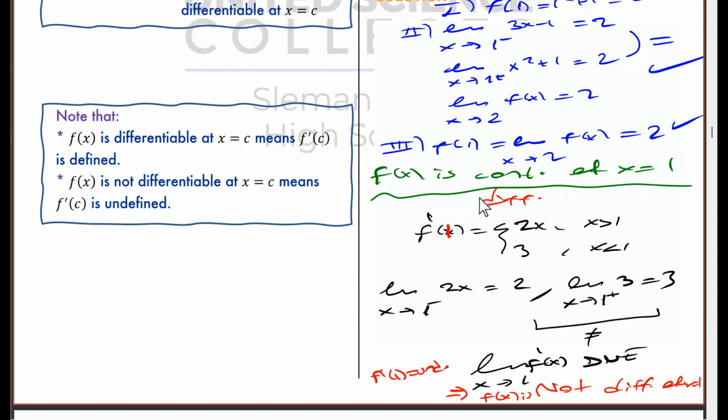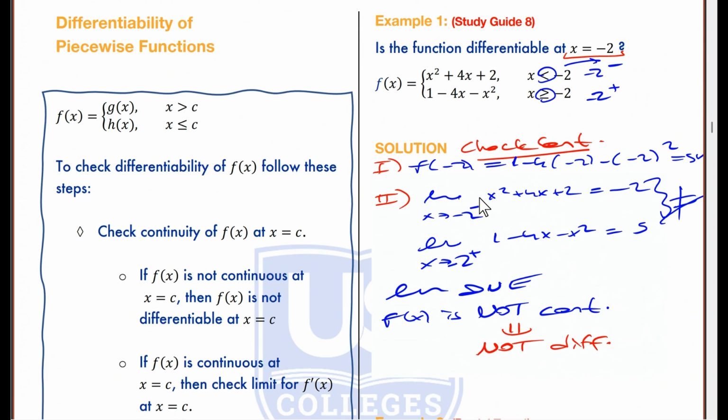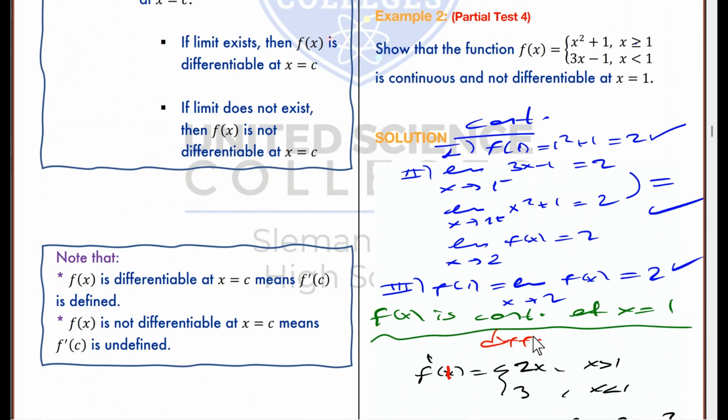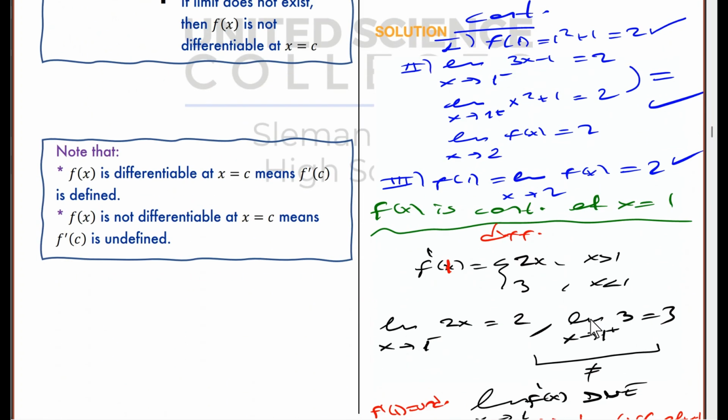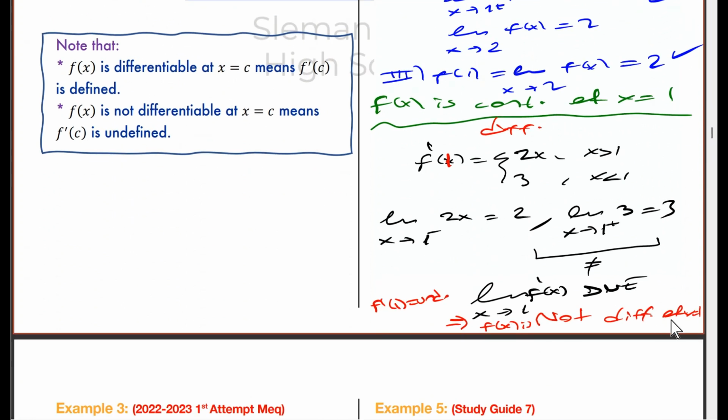Alright, so these are the two types of questions that you may face: either the function is not continuous, so it's not differentiable, or the function is continuous, so we check differentiability, we check the derivative of each condition, and it's not differentiable, or it might be differentiable too if the limits were equal.